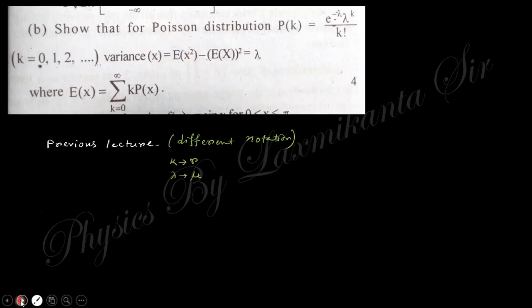Very simple. Next one, the Poisson distribution. The notation was defined in the previous lecture, where we used r instead of k and mu instead of lambda. It is just a difference of notation, otherwise it is all the same thing. So I refer you to the previous lecture to solve this question.